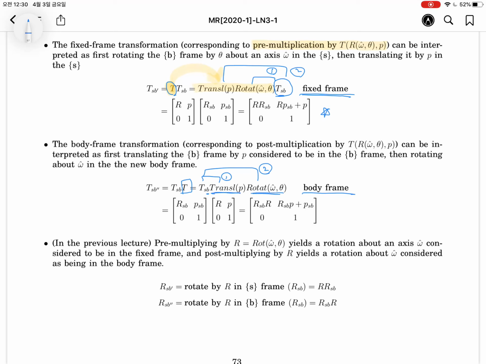Okay, this is a similar property to the rotation matrix. In the previous lectures, this is the operator of rotation. If you apply R to the front side, at that time, the rotation of the RSB is achieved in the fixed frame. On the other hand, the post multiplication of the R will be achieved in the body frame. Those are very similar concepts.